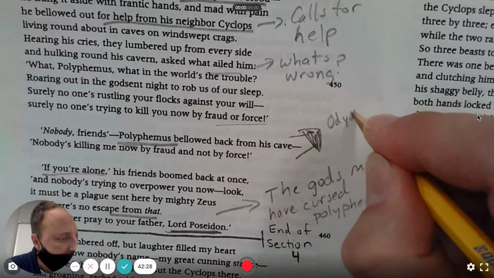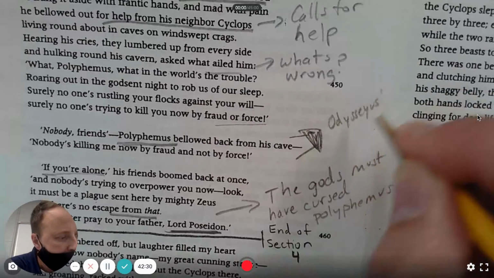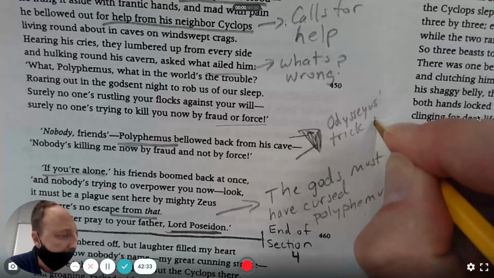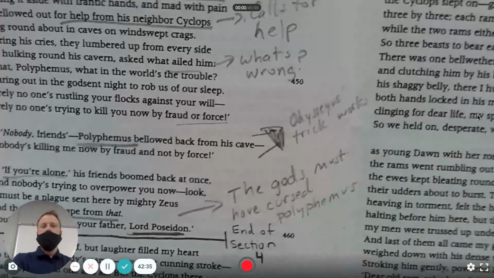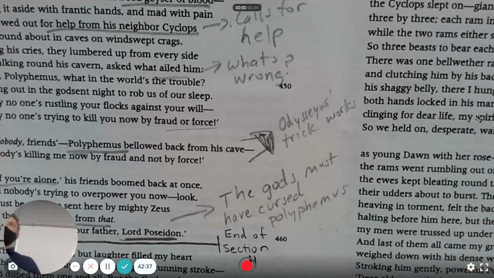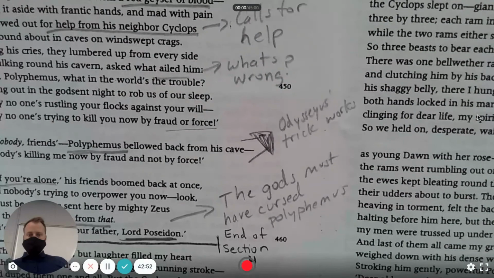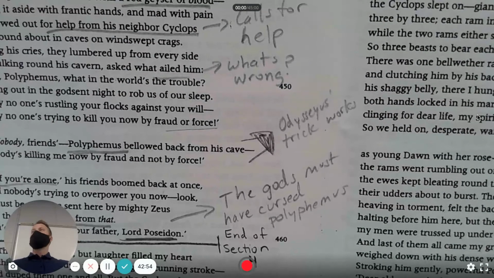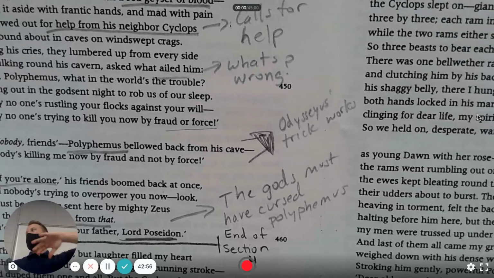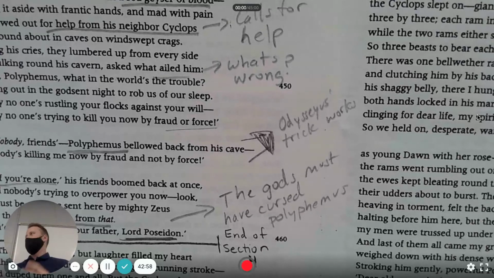Odysseus's trick works. Okay? He's able to say, hey, I'm nobody. And whenever the Cyclops starts complaining and telling his friends what has happened, he's saying, nobody hurt me, nobody attacked me, nobody's in here, using Odysseus' name. And again, the Cyclops is blinded and had been drinking, so he doesn't understand what's going on.